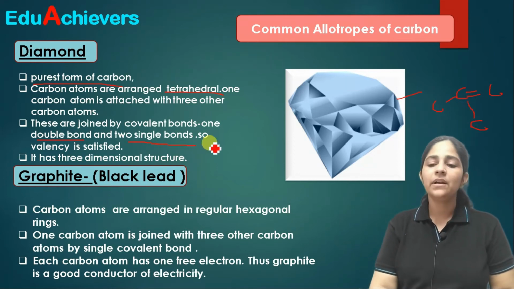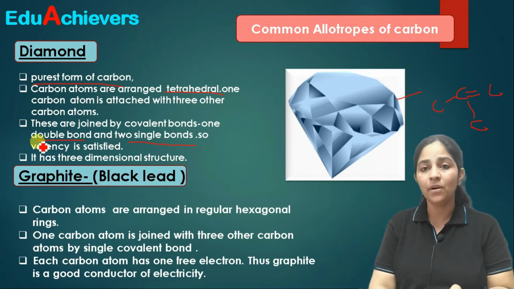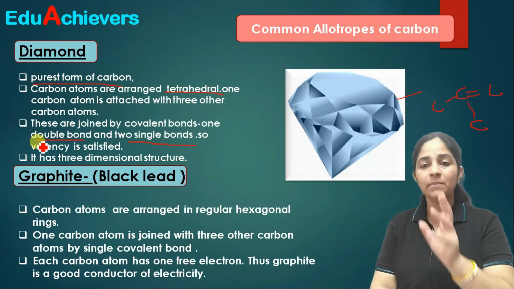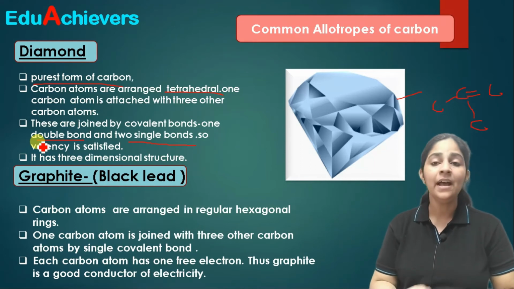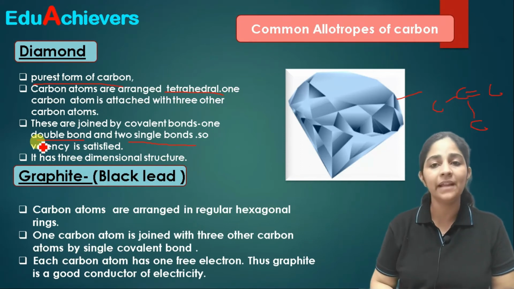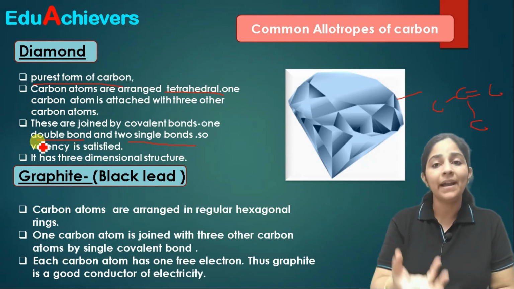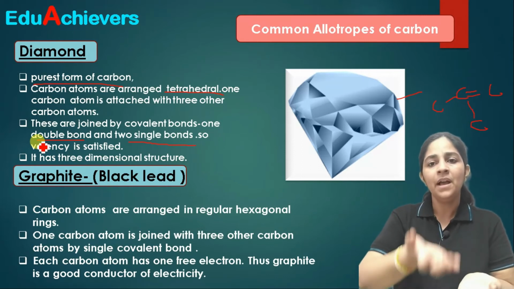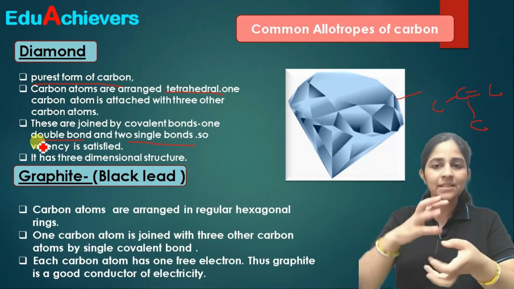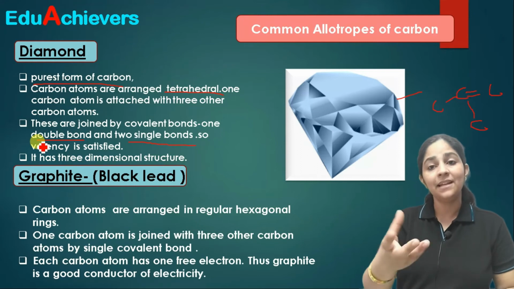And having 2 single bonds and 1 double bond makes the diamond a very strong structure. Right? And you are aware that diamond is made in nature in the coal mines, when there is a lot of pressure from the top and a lot of heat coming from the core, and then this change takes place and the diamonds are formed.